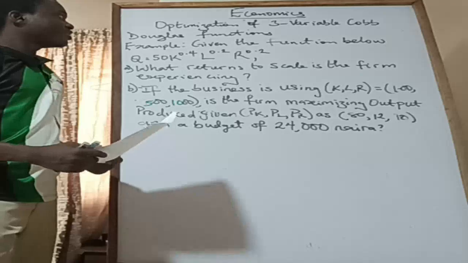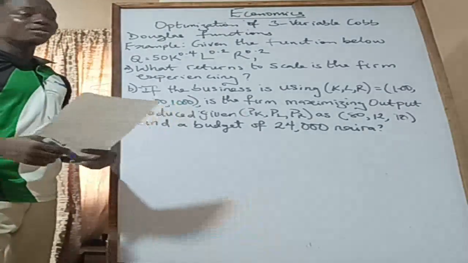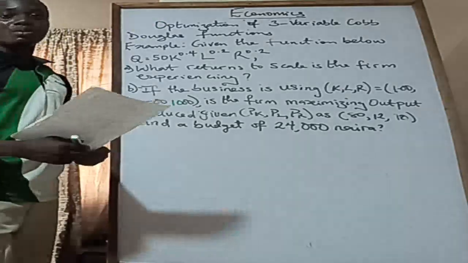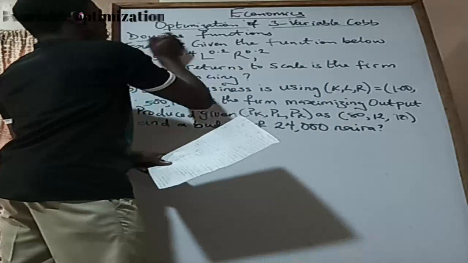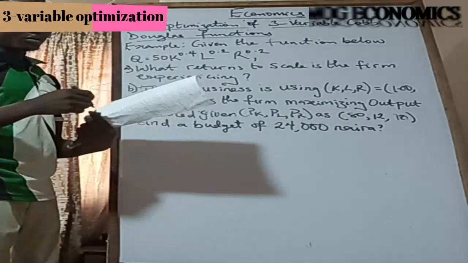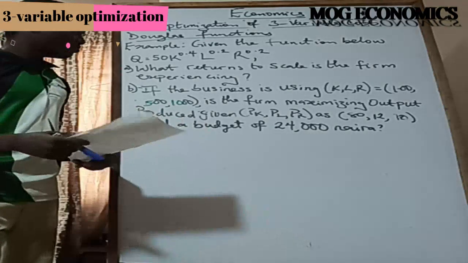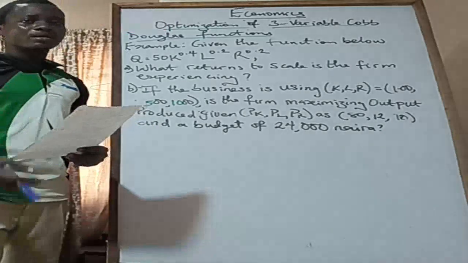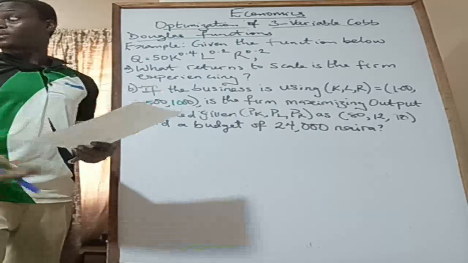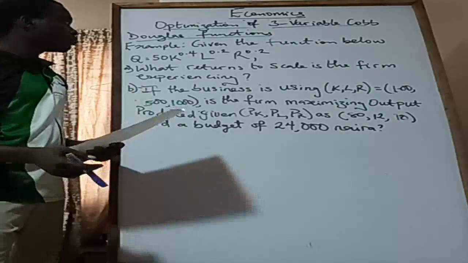Yeah, right. So in today's class, we'll be looking at a particular topic titled the optimization of three variable Cobb-Douglas function. I think the ones that are most common are the optimizations of two variable Cobb-Douglas functions. It was last year that I came across something like this, and it's not as if it's difficult anyway. So how do we go about this question?